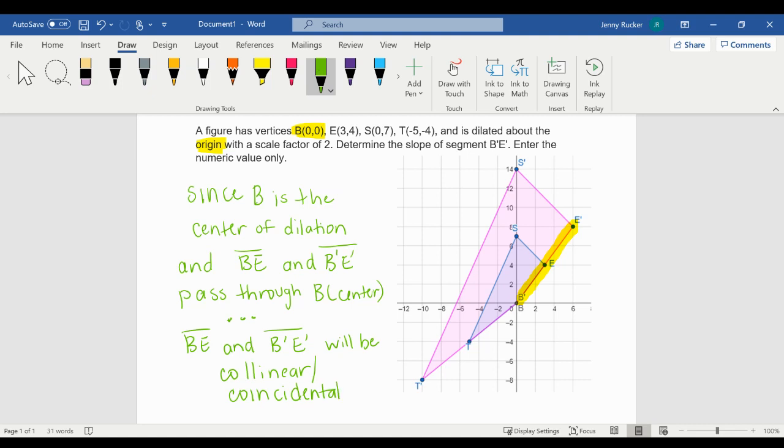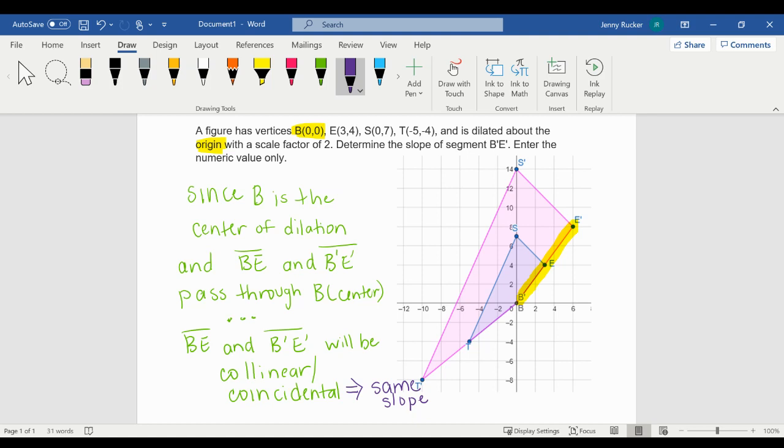Okay? So if they are the same line, they will have the same slope. So even without looking at the graph, we could have known that information, and we could have found the slope of BE, and it would have been the same as the slope of B prime E prime.